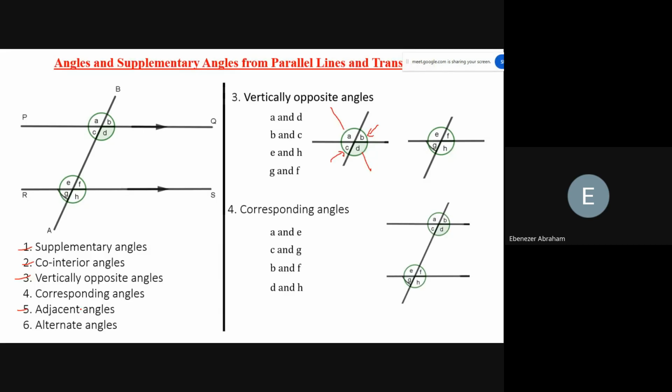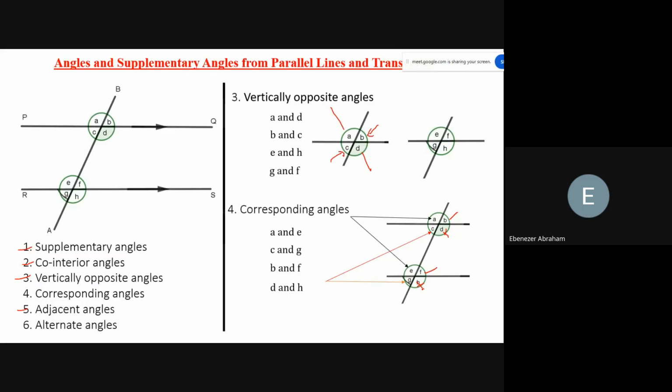So again, look at this shape. The angles, they are corresponding. A and E, they are corresponding angles. And then you look at C and G. They are also corresponding angles. And you can take the other side of it too. So if you go and take the other side of it, you have D paired with F, and then D paired with what?